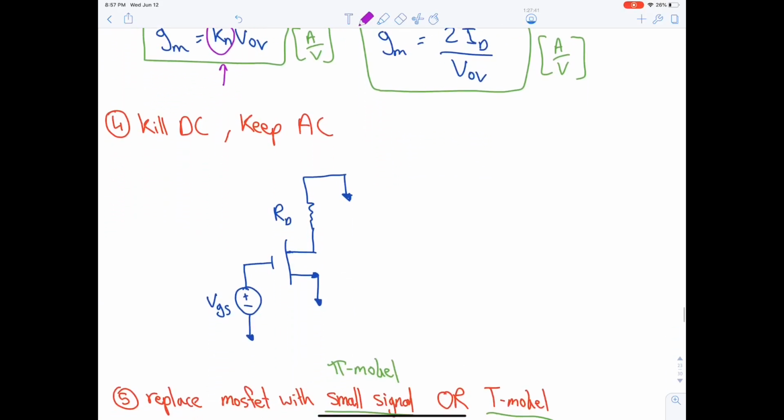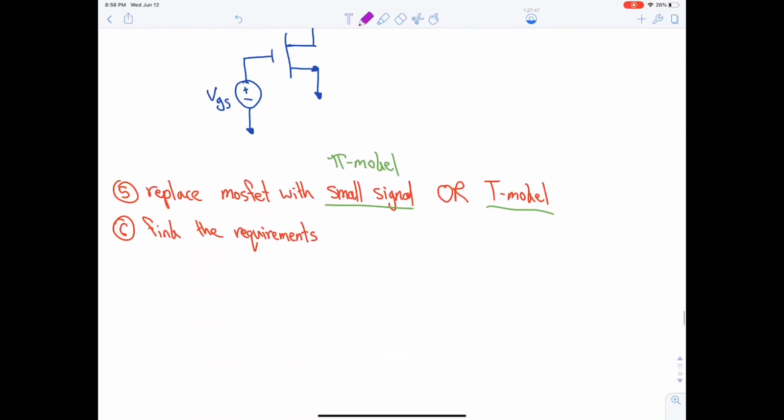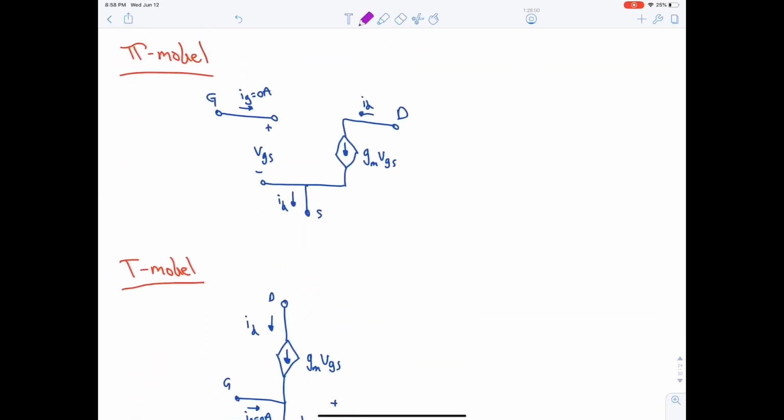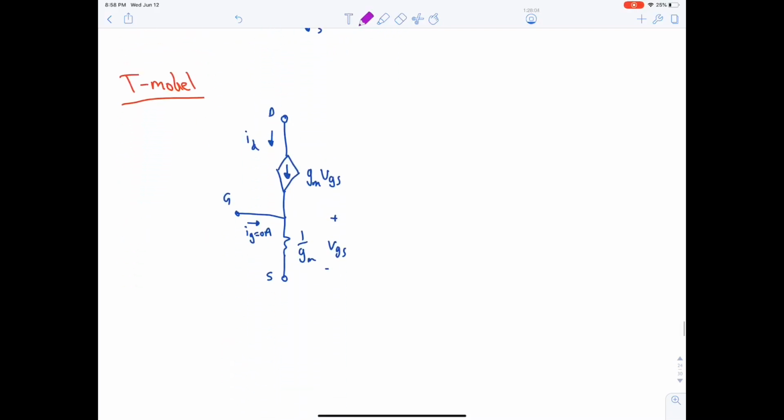Fourth step is to do the AC analysis, killing DC, keeping AC. Fifth step is to replace the MOSFET with pi model or T model. Sixth and the final step is the requirements. Most probably it will be the gain. Now, this is the pi model and this is the T model. Okay, let's start.